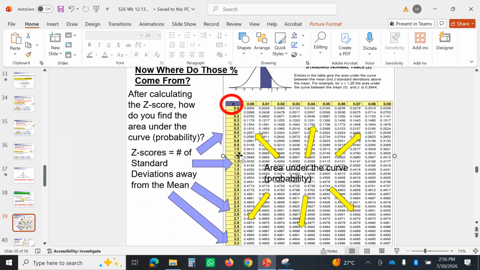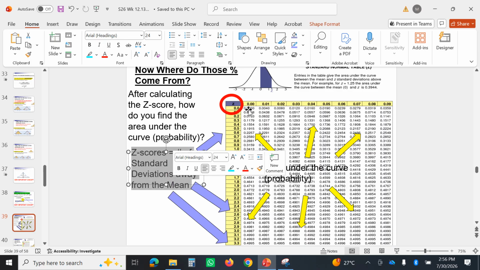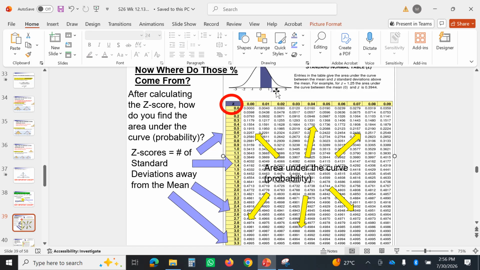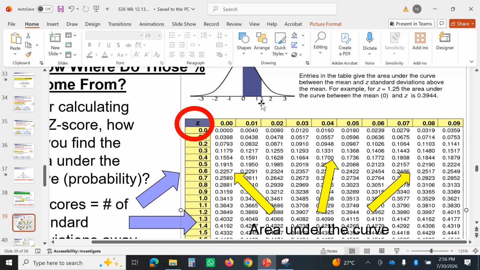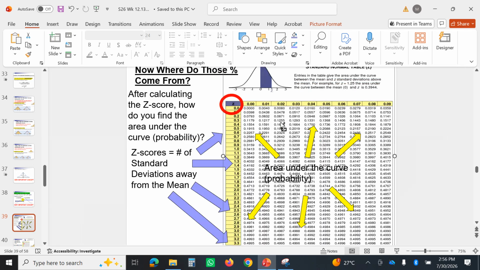So what does all this mean? After calculating the z-score, which we haven't done yet, but it's the easiest of them all, how do you find the area under the curve, or the probability? You remember the z-score is equal to the number of standard deviations away from the mean. Let's go back to our little graph. The z-score is the number of standard deviations away from the mean a particular data point falls. That's all this is: how far away from the mean we're counting in standard deviations.